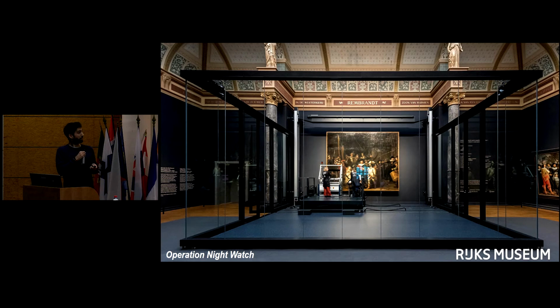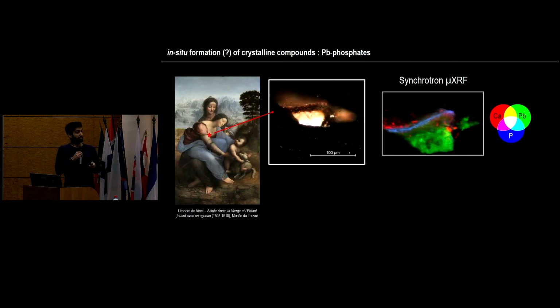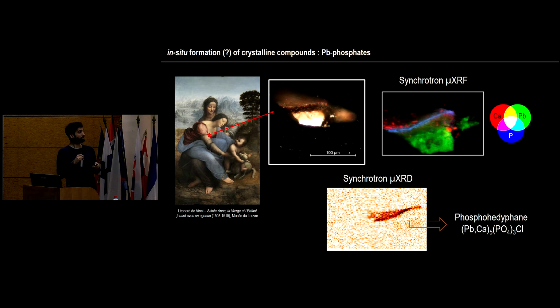Now, still on the in situ, I'm going to very briefly give you, this was already discussed through a poster clip, a new project which involves several institutions, and it has to do with the presence of lead phosphate compounds. So with Marine, as we were looking at the samples from Da Vinci again, we were surprised to detect this very thin layer containing phosphate. And synchrotron micro-XRD confirmed that this layer was composed of phosphohedyphane.